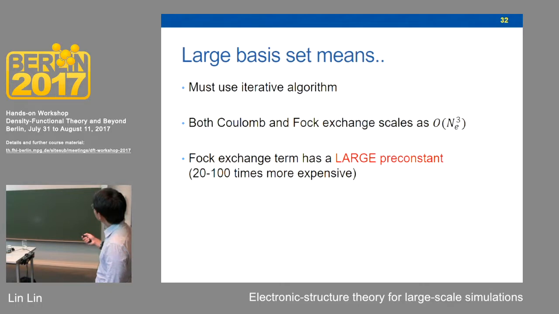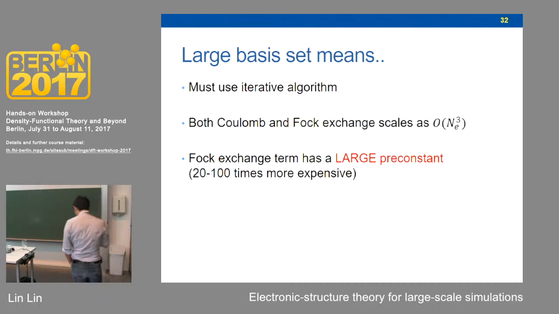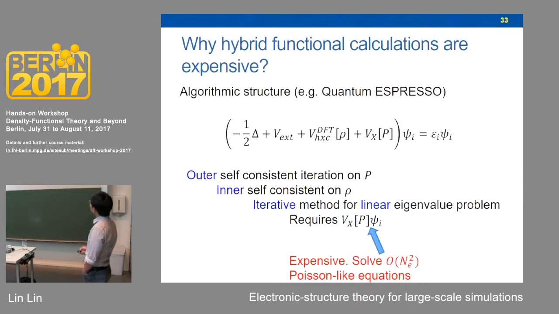And the Fock exchange term, however, has a very large pre-constant. That makes a hybrid PBE0 calculation 20 to 100 times more expensive than a GGA calculation. So what we want to do is to reduce that, at least at the beginning, without sacrificing the accuracy yet. So let me say why the hybrid functional calculation is so expensive.